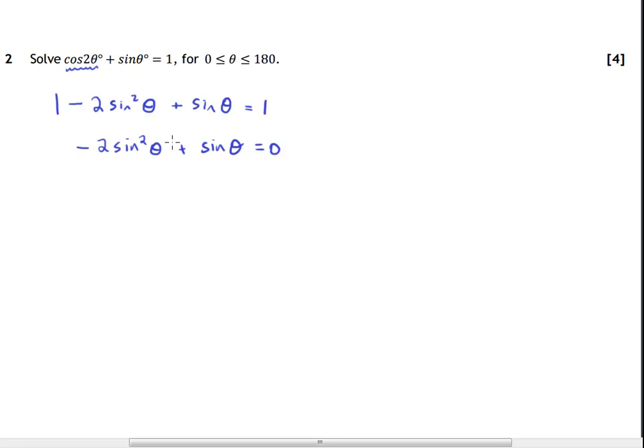Although this is a quadratic trig equation, don't forget that you can always solve these by a common factor. So in this case I'm going to take out a common factor of sine theta, leaving minus 2 sine theta plus 1, and then taking each of these factors separately, so setting them equal to 0 and solving them.